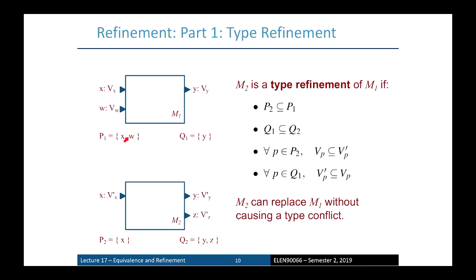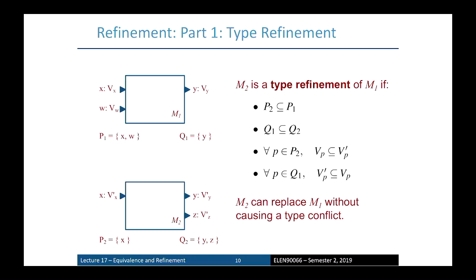So X is a subset of P1. Well, P2 is a subset of P1. Think of that as it doesn't necessarily have to react to all the inputs. Okay, that's reasonable. It can ignore some. That's fine. On the output side, for M2 you could have additional outputs, such that the output set of the original M1 is contained in the output set of M2.